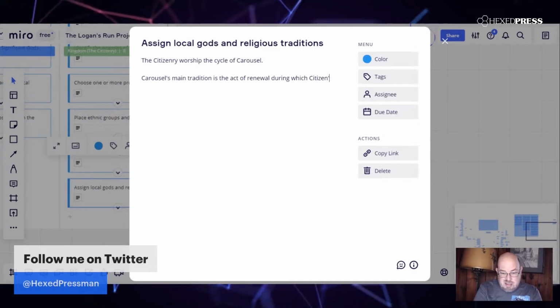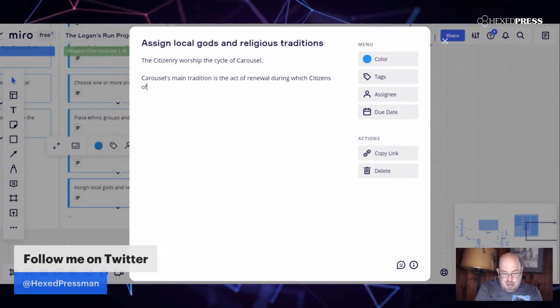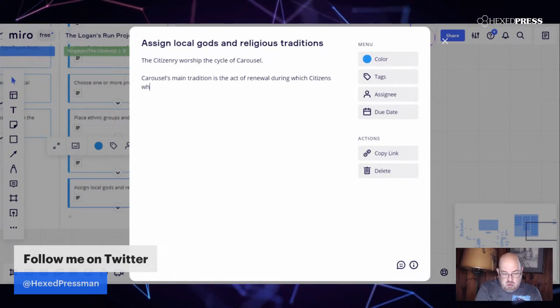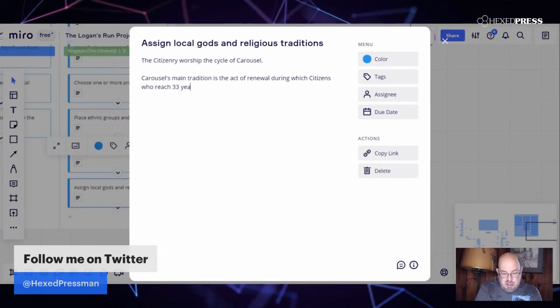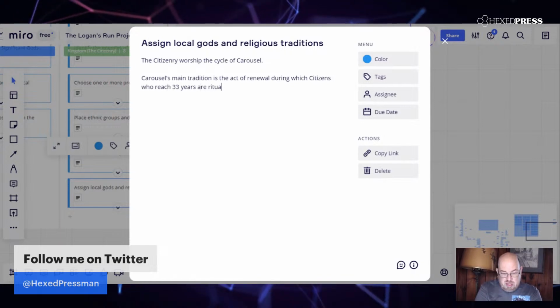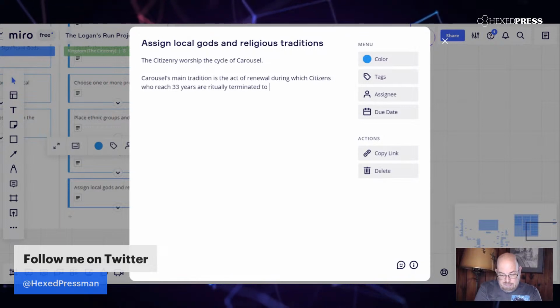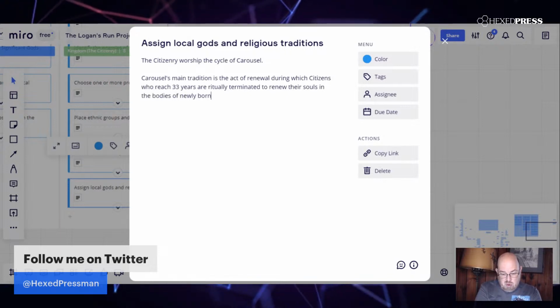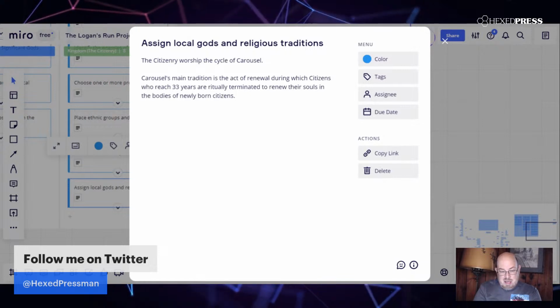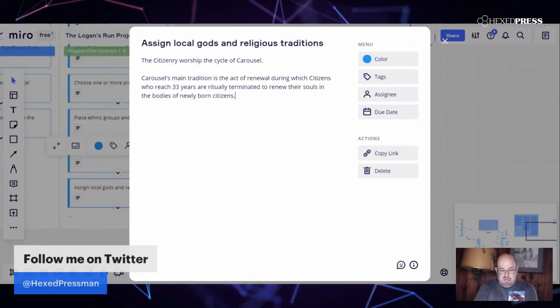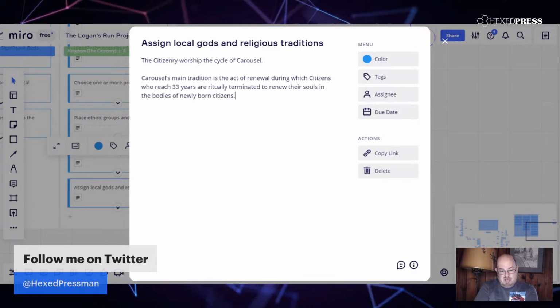Let's see. During which citizens, there's no apostrophe there, who reach 33 years, ritually terminated to, I guess, donate, I guess, renew their souls in the bodies of newly born citizens. Okay. It's really the only tradition, and we can build out more, but I think for now this will work.